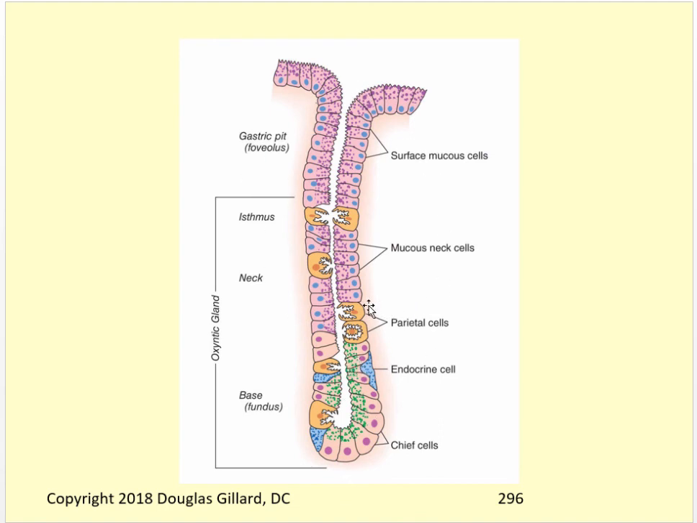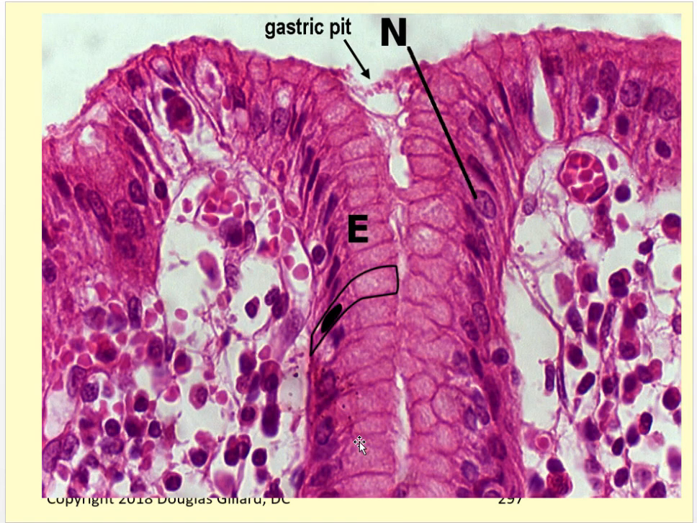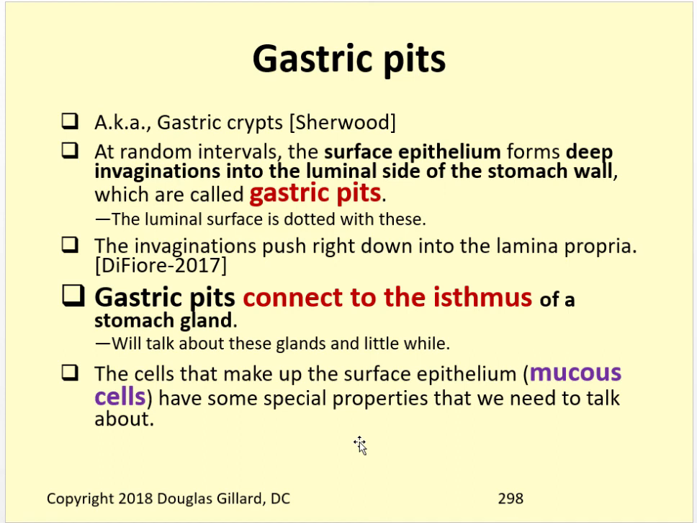Okay, we'll look at the parietal cells. This is a cool picture. There are some mucous neck cells, not goblet cells though. There's the endocrine cell here, and the chief cells are down here at the bottom. It's a real picture of it from histology.